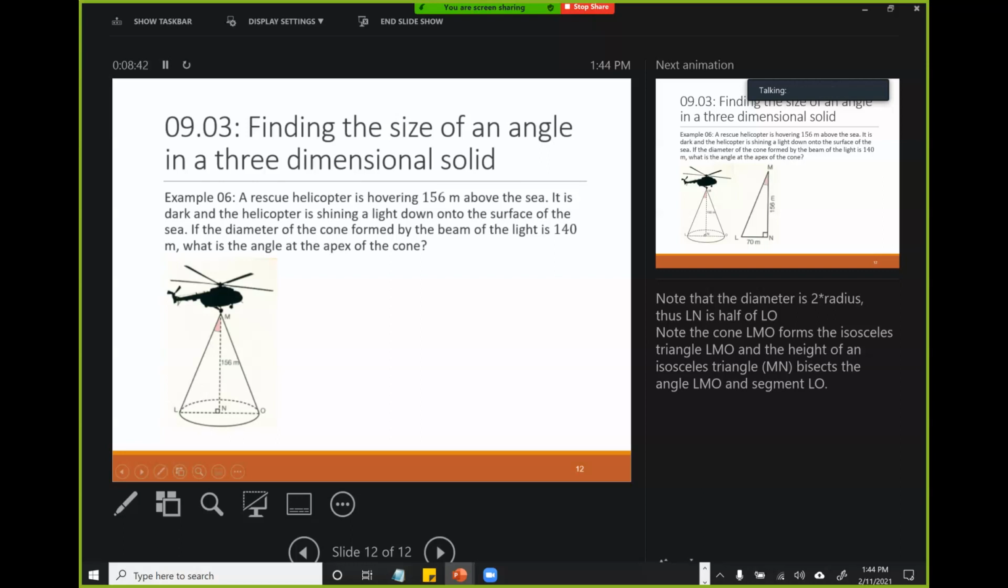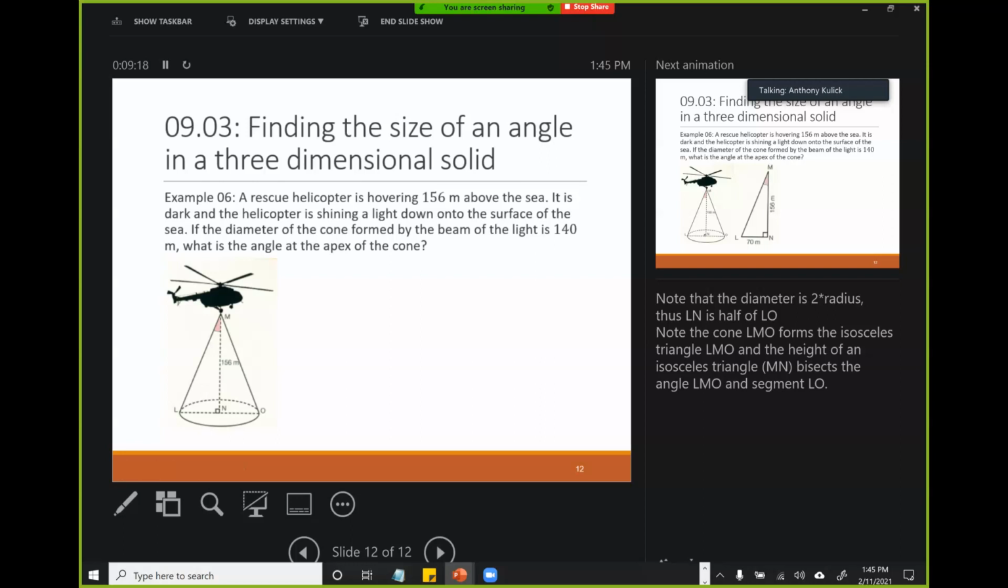So there's my helicopter, there's my cone of light. We know that LO is 140, so LN, for example, is 70. Because this is an isosceles triangle, LMO, if I split it in half, that's going to bisect the base and bisect the angle at the apex. That's what I'm going to do to calculate that angle. So I'm going to calculate the angle LMN and then multiply it by 2.